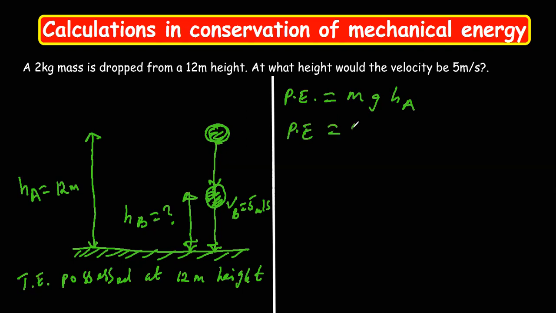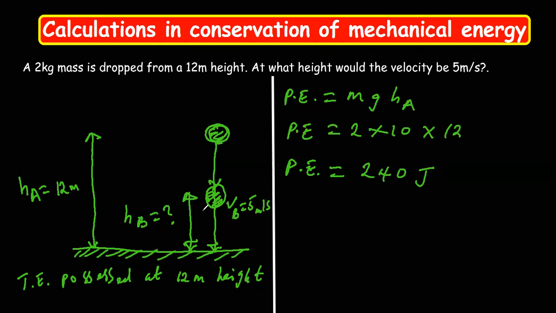So the mass is 2, times 10, g is 10, acceleration due to gravity, then times height. What is the height, please? The height at A, so it's 12. So let's multiply these together and see what we have. 2 times 10 is 20, and 20 times 12, we should have 240, right? 240 joules.